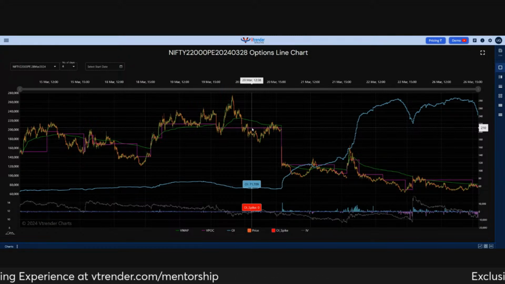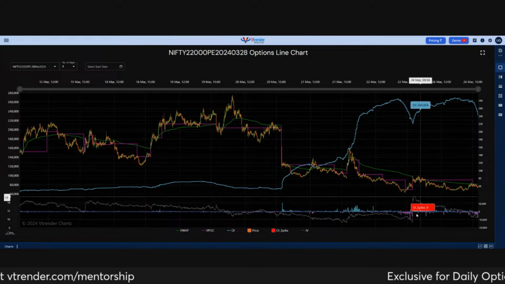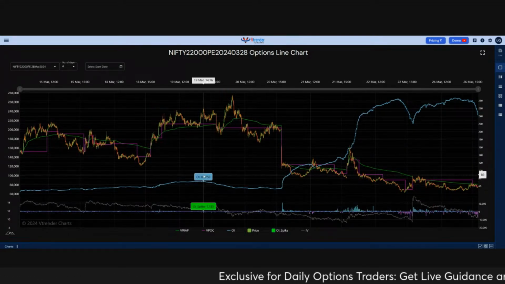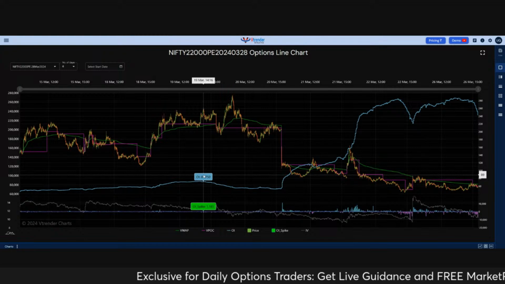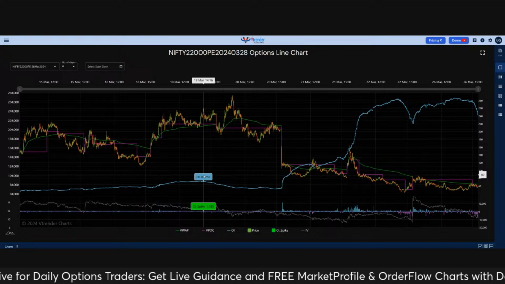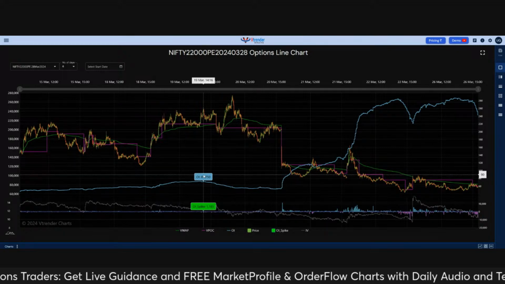And the POC along with this open interest and the OI spikes form a very lethal combination. So if you are in sync with what the auction is doing, this line chart gives you a lot of invaluable inputs to take trades.